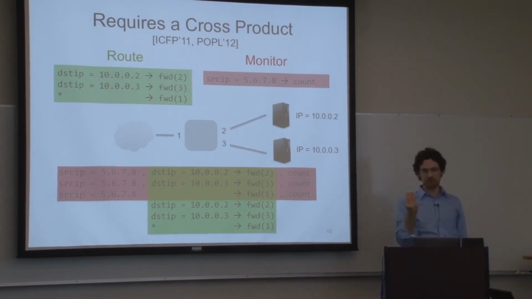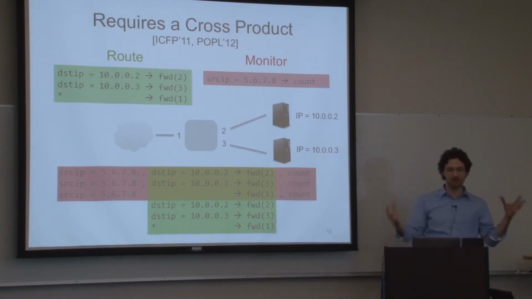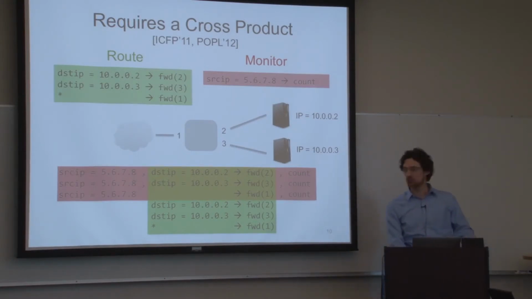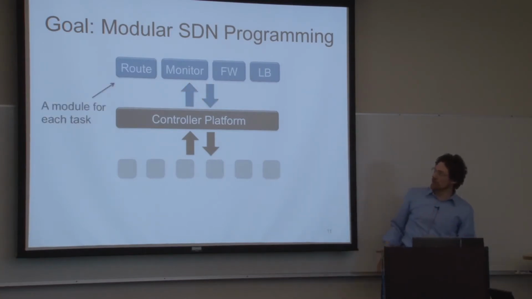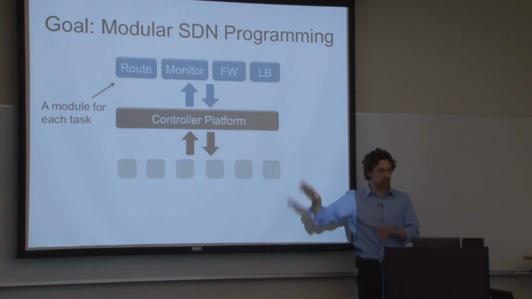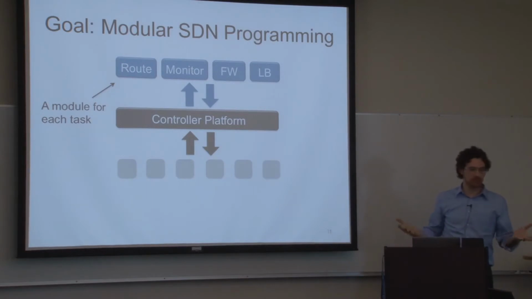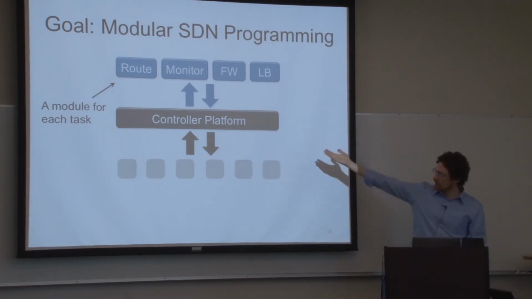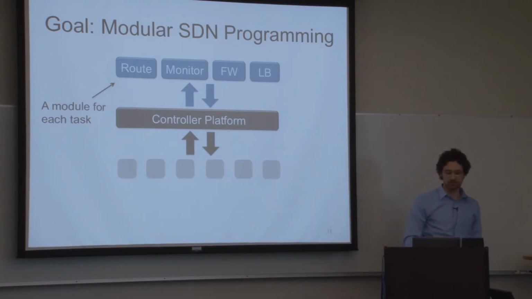But this should give you a little bit of a feel for the difficulties we might encounter when you want to take your simplest routing program and your simplest monitoring program, and you can't even combine them in an intuitive way. So the goal that we have is to make software-defined network programming modular and move to a world like this, where you have one module for each task. They simply get composed together according to some recipe or specification that the programmer provides, and the controller program chugs around and installs everything on the switches.